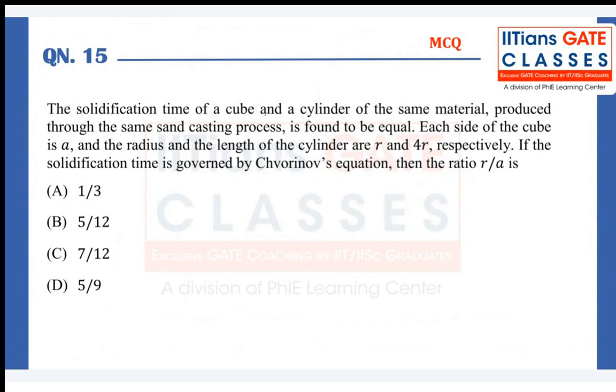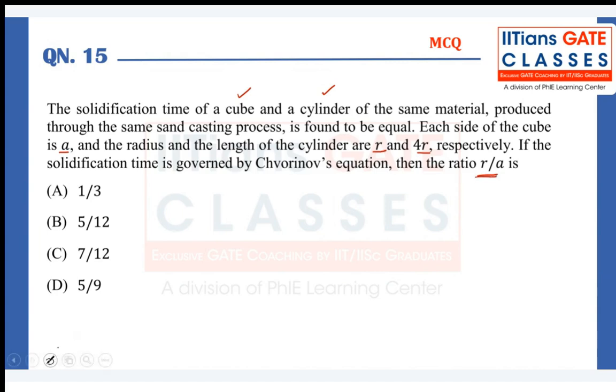The solidification time of a cube and a cylinder of the same material produced by the same sand casting process. A cube and cylinder are cast with the same material and the same casting conditions, and it is found that the solidification times are equal. That means the solidification time of the cube and of the cylinder are equal. Each side of the cube is A, and the radius and the length of the cylinder are R and 4R respectively. If solidification time is governed by Chvorinov's rule equation, then what is the ratio of R by A? This is what we need to find, right, guys?